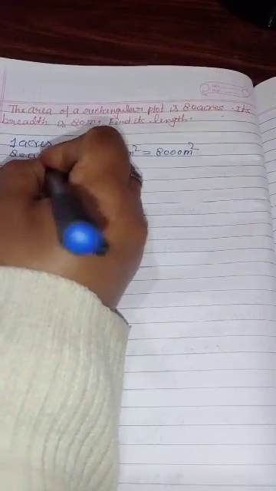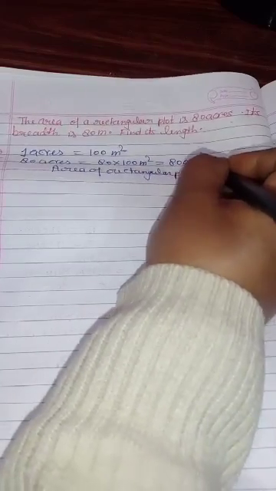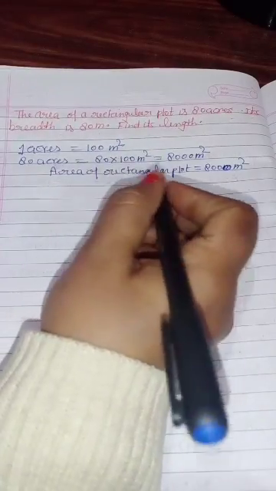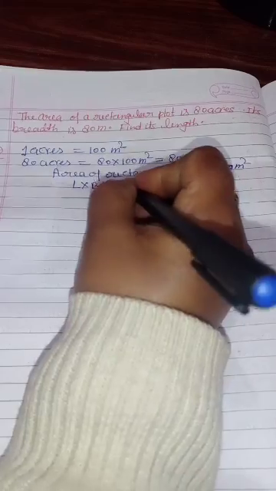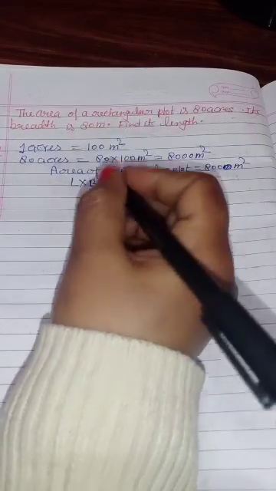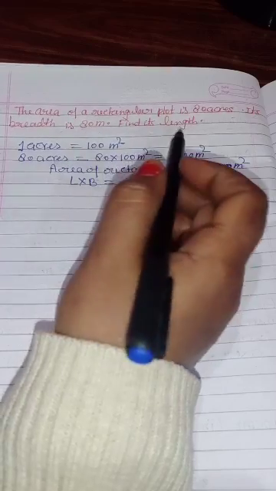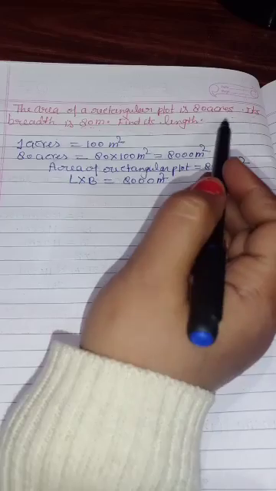So area of rectangular plot is equal to 8000 meter square. Okay, we know that area of rectangle is equal to length into breadth, which is 8000 meter square. The breadth is given in meter, that's why you have to convert this area, given in acres, also into meter square.